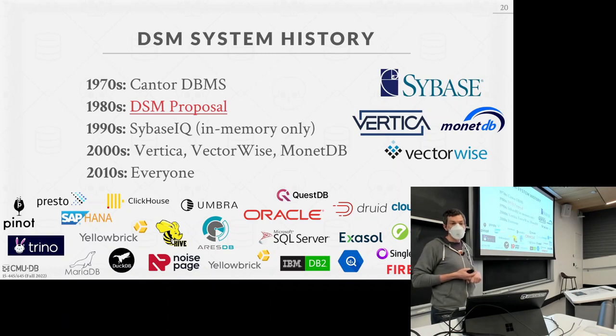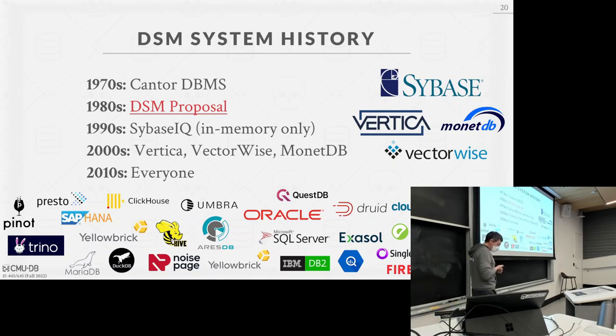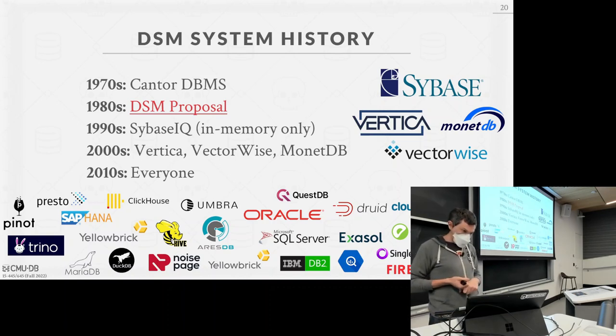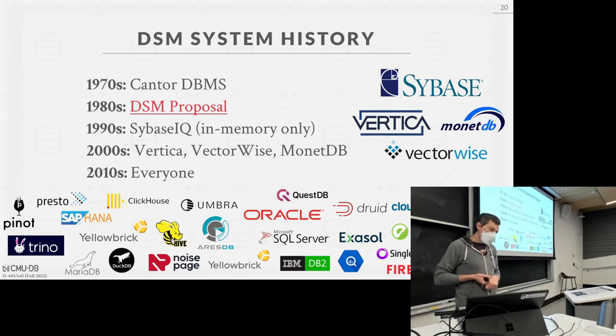Yes. Is there any particular reason why it took so long for it to become a column store? So his question is, is there any particular reason why it took so long? So this is my conjecture, speculation. It's because of the internet.